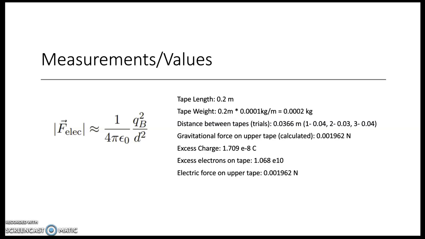10 to the negative 8th coulombs, meaning that the excess amount of electrons on each piece of tape was approximately 1.068 times 10 to the 10th, and an according electric force on the upper tape equal to the gravitational force on the upper tape, 0.001962 newtons.